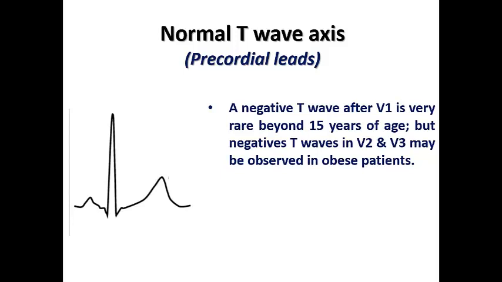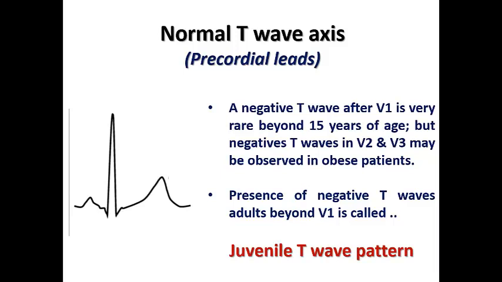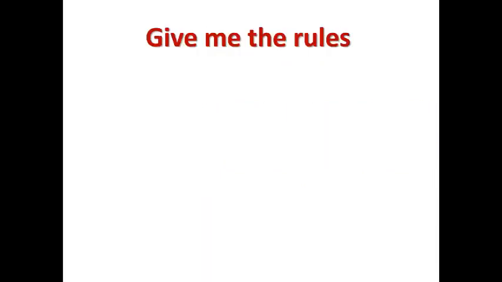But sometimes negative T-waves may be observed in V2 and V3, especially in obese patients, and if the negative T-wave is present in adults beyond V1, it is called juvenile T-wave pattern. But in most of the cases you would see just a normal T-wave or a negative T-wave in V1 and then positive in the rest of the precordial leads.